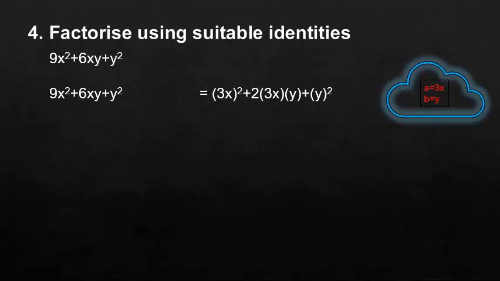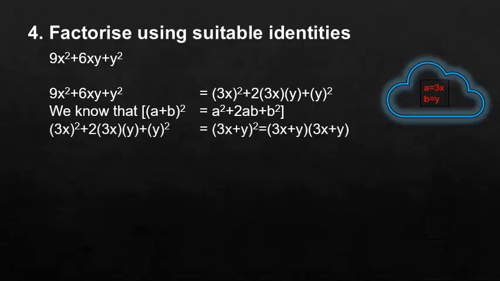We are checking whether this is matching a plus b whole square. For that we have to write the first term as a square and the last term as another square, and we have to check whether we are getting 2 into a into b as the middle term. So here, 2 into 3x into y, you are getting 6xy. So easily we can use the identity a plus b whole square equal to a square plus 2ab plus b square. So we can rewrite this as 3x plus y whole square.